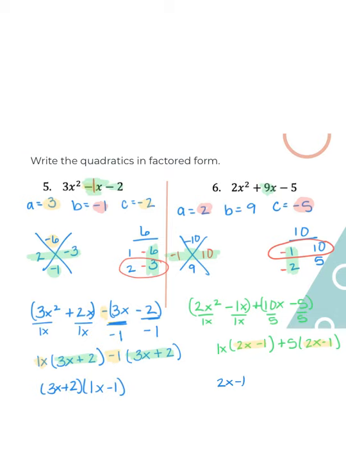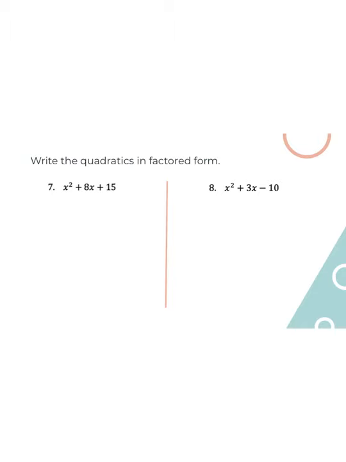2x minus 1. And our second set comes from what's out front, 1x plus 5. All right, number 7, we're going to first identify our A, our B, and our C. So A equals 1, B equals 8, C equals 15.